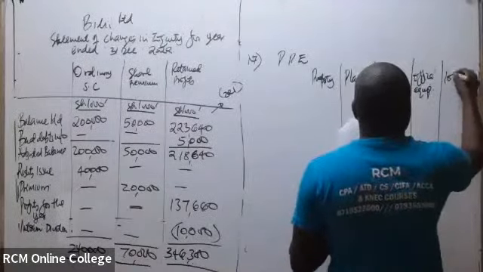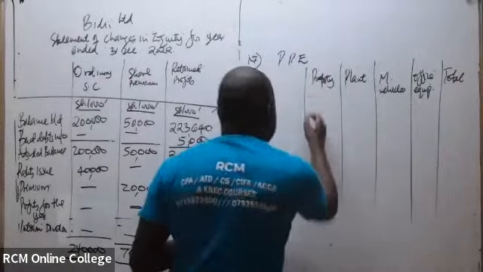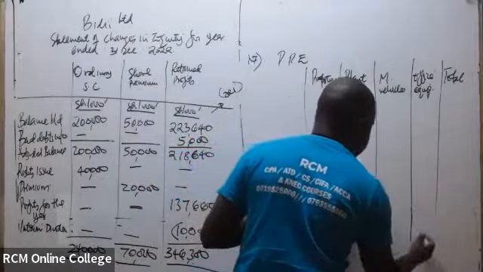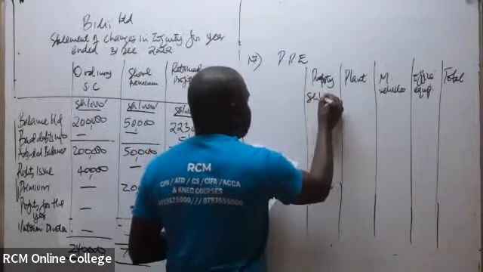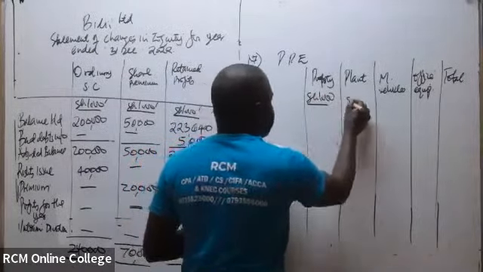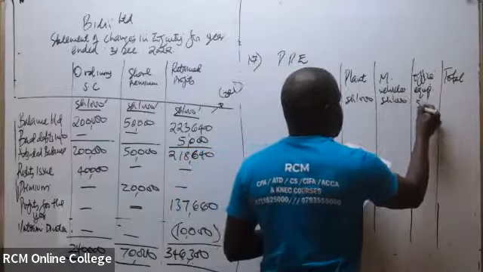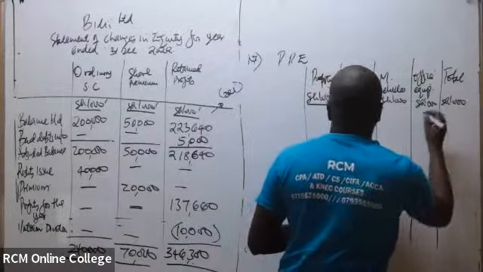Then we must get the total, because we need one figure to take to the statement of financial position. With this one, you'll start with the balances at the start of the year. Remember, we have to indicate that our shillings are in thousands.